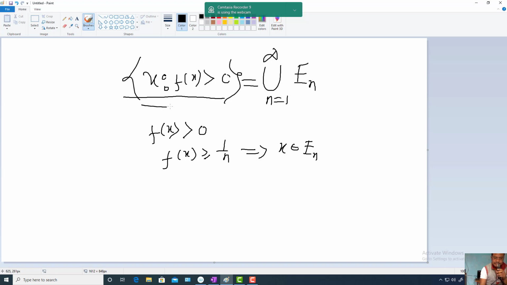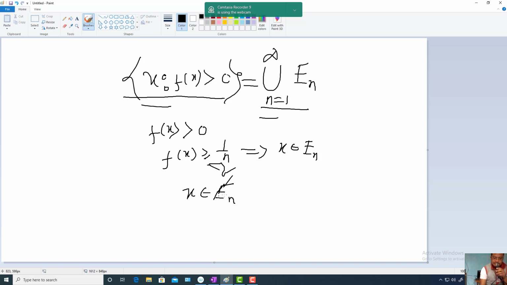So whenever you take 1 point from here, that point is a member of En. Since it is a member of En, it is a member of this union. Okay, so this is established. Conversely, you take 1 point from the union. Then x should be a member of some member of this union.